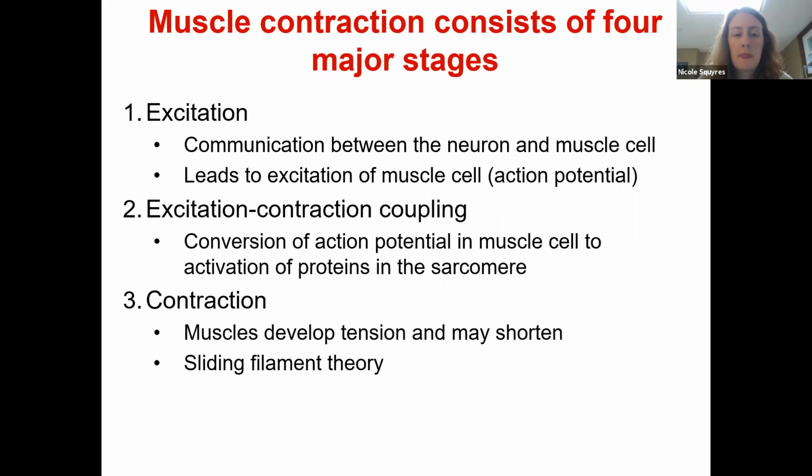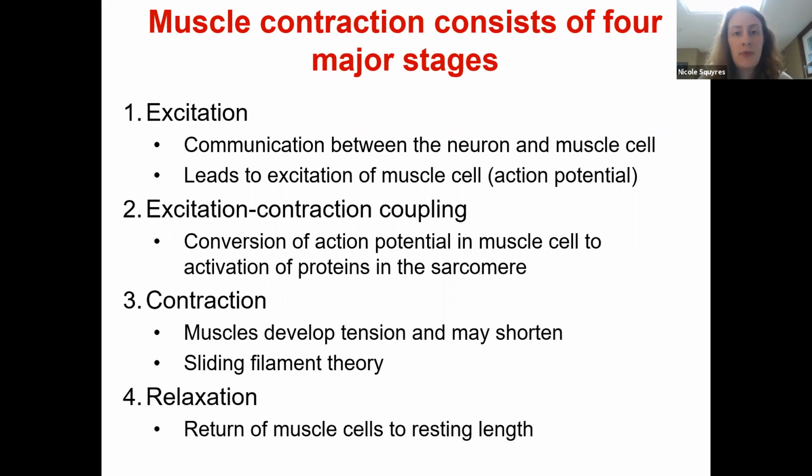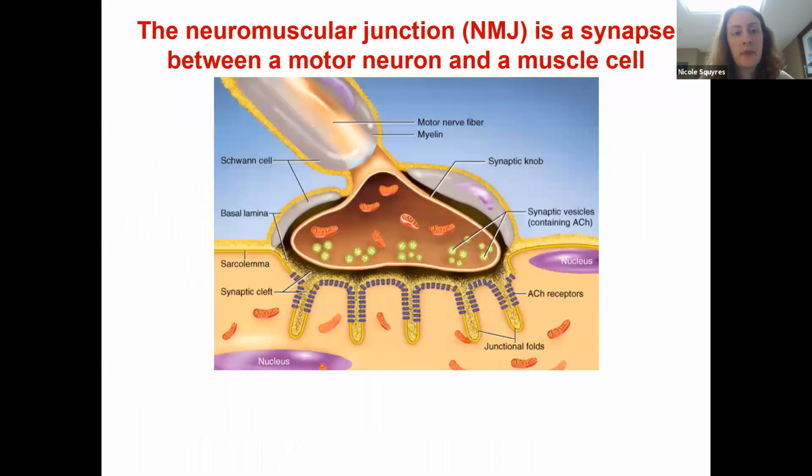And contraction works via what's called the sliding filament theory, which is basically a description about how the thick and thin filaments within the sarcomere are going to interact with each other. And then our last stage is relaxation, where the muscle cell is going to return to its resting length. So in this video, we're going to focus on first excitation, and then excitation-contraction coupling. And then the third and fourth stages will be in a subsequent video.